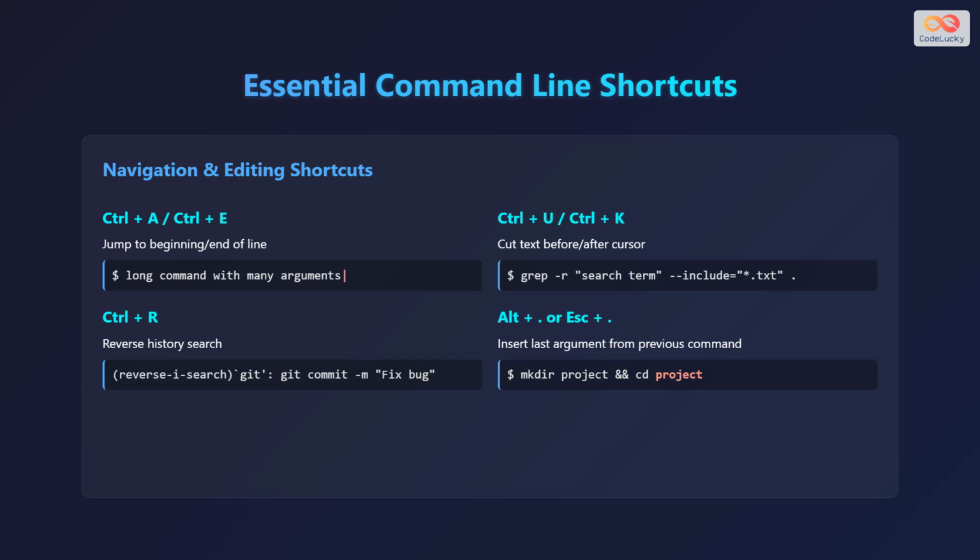Alt+. or Esc+. inserts the last argument from the previous command. This is a quick way to reuse a file name or directory that you just typed. For example, if you run the command mkdir project and then cd and press Alt+., it will insert project as the argument for the cd command.